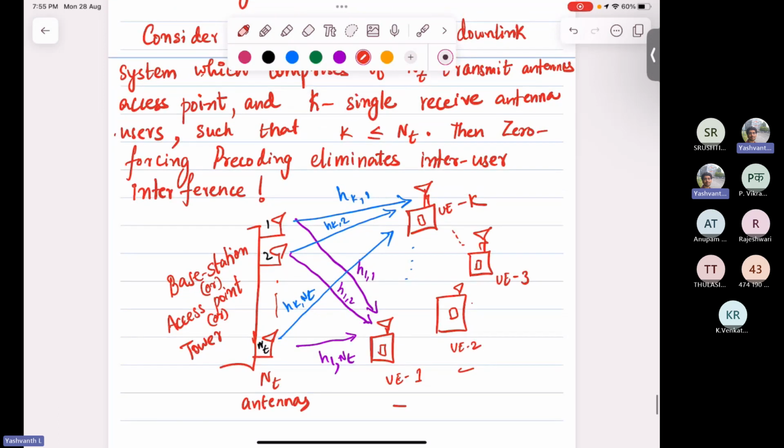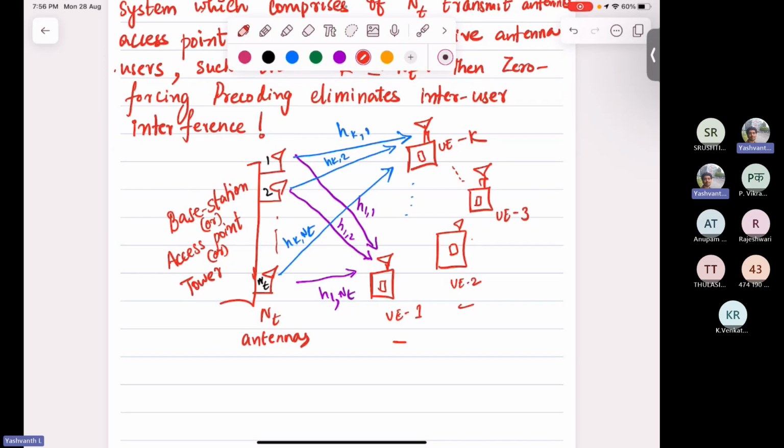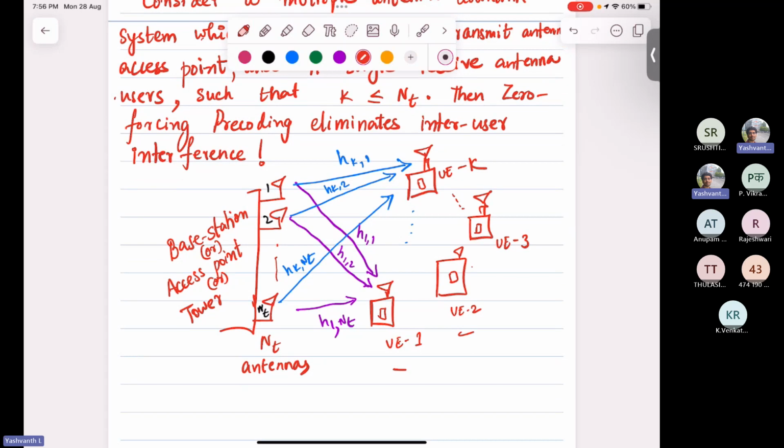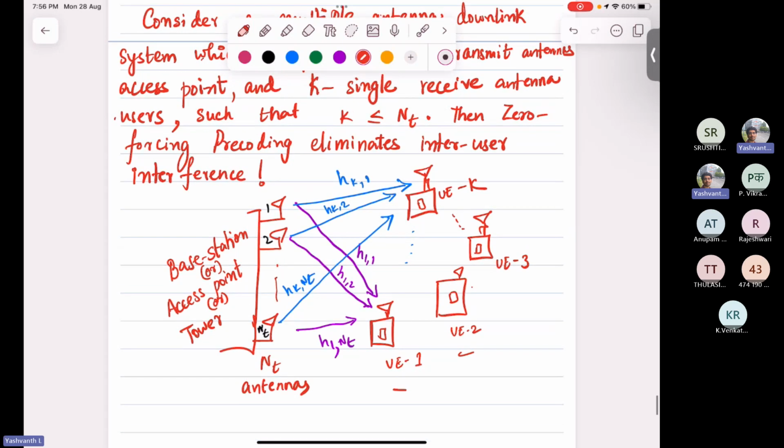If you do something called zero forcing precoding at the tower, that is, before sending the data to the users you do some kind of operation, and that operation is called precoding, such that this inter-user interference is cancelled or nullified, eliminated, then which kind of processing should you do at the base station? That is called zero forcing precoding. You need to do zero forcing precoding in order to suppress the inter-user interference, and I'm going to show how this has relevance to the least squares and pseudo-inverse concepts.